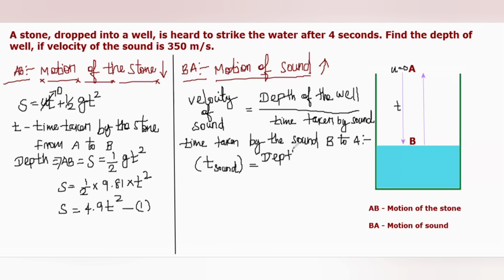Okay, depth by velocity of the sound. Here depth is S. If you know AB, that is the same as BA. The depth we calculated already in terms of T. That means the time taken by the stone. So the depth S, divided by the velocity, that is 350. This is the second equation.